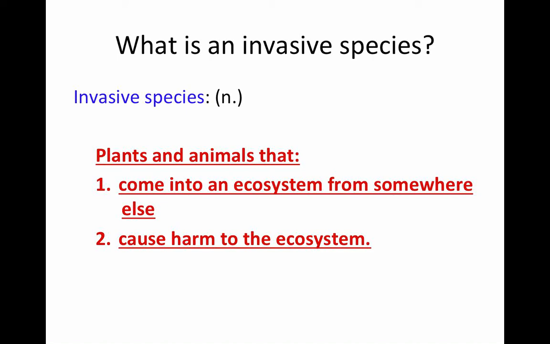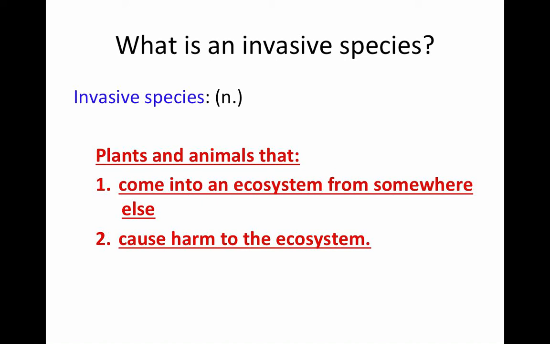If a plant or animal comes into the ecosystem from somewhere else, but it doesn't hurt the ecosystem, then it's not an invasive species. Similarly, if a plant or animal that is native to an ecosystem is causing harm, like sharks, for example, this is not an invasive species. That species belongs there. So to be an invasive species, it has to meet both parts of this definition. It's a plant or an animal that has come into an ecosystem from somewhere else, and it's causing harm to the ecosystem.